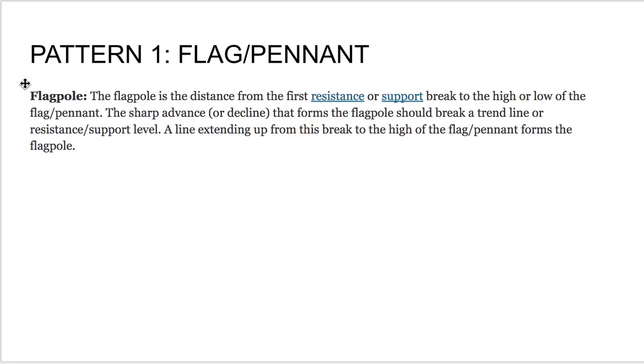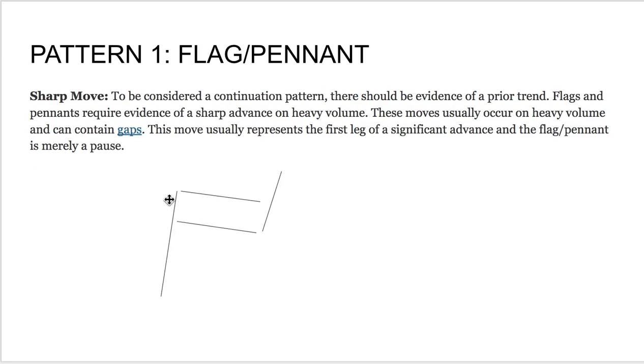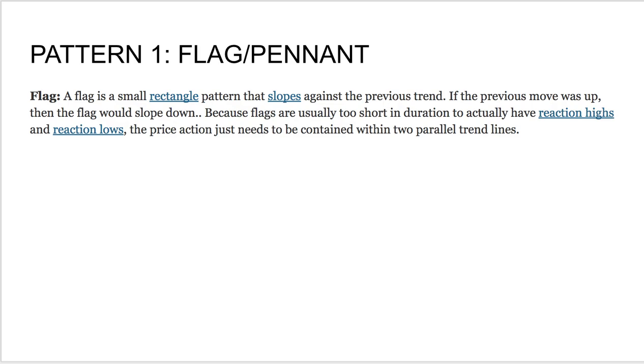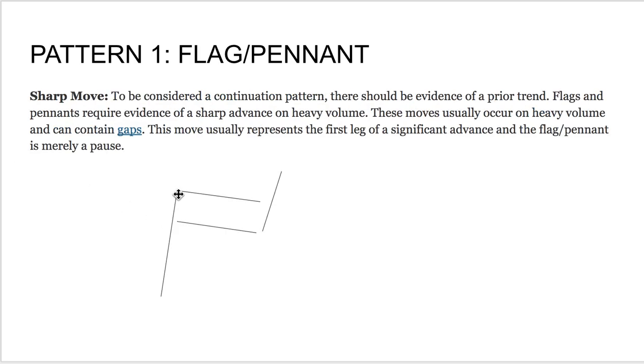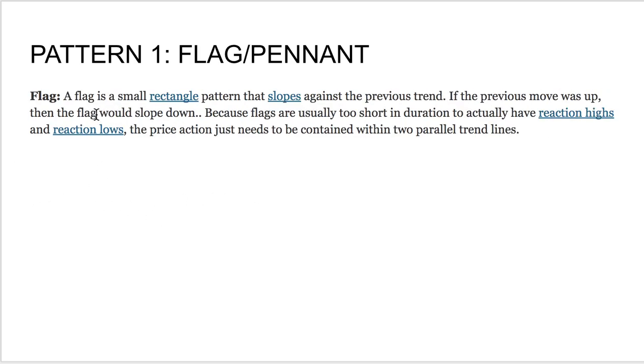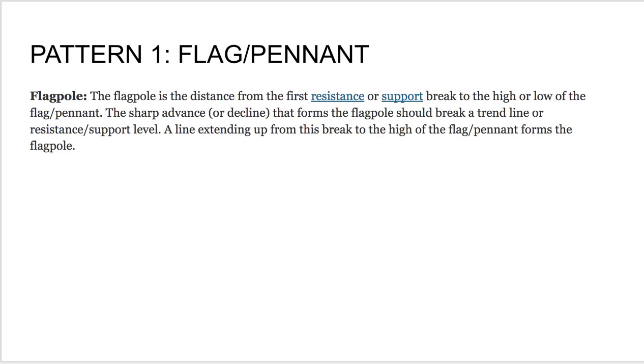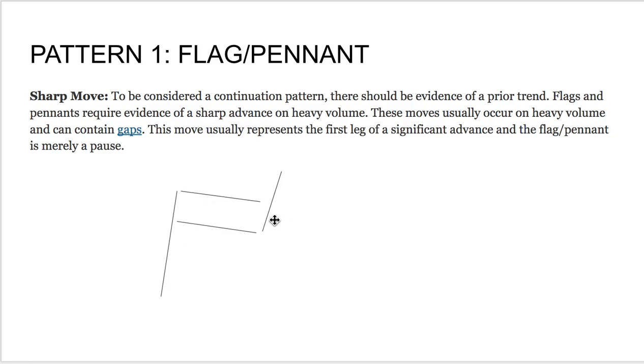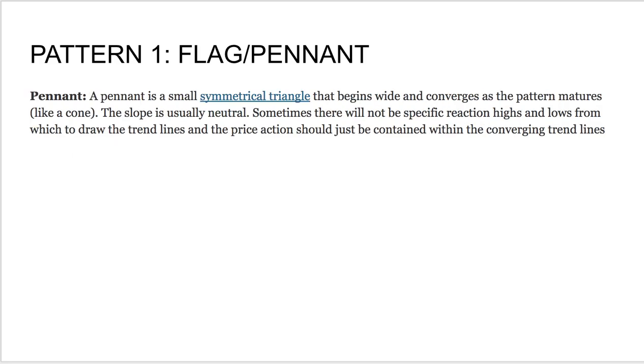So what the flagpole really is, is the distance of the first resistance to support. So the distance between this is really the flagpole. When you talk about the flag pattern, really it is this situation, right? If you want a definition, a flag is a small rectangle pattern that slopes against the previous trend. If the previous move was up, then the flag would slope down, right? So the flag is always in the opposite direction of the prevailing trend. The prevailing trend is this, and the flag is generally going to move in the opposite direction.